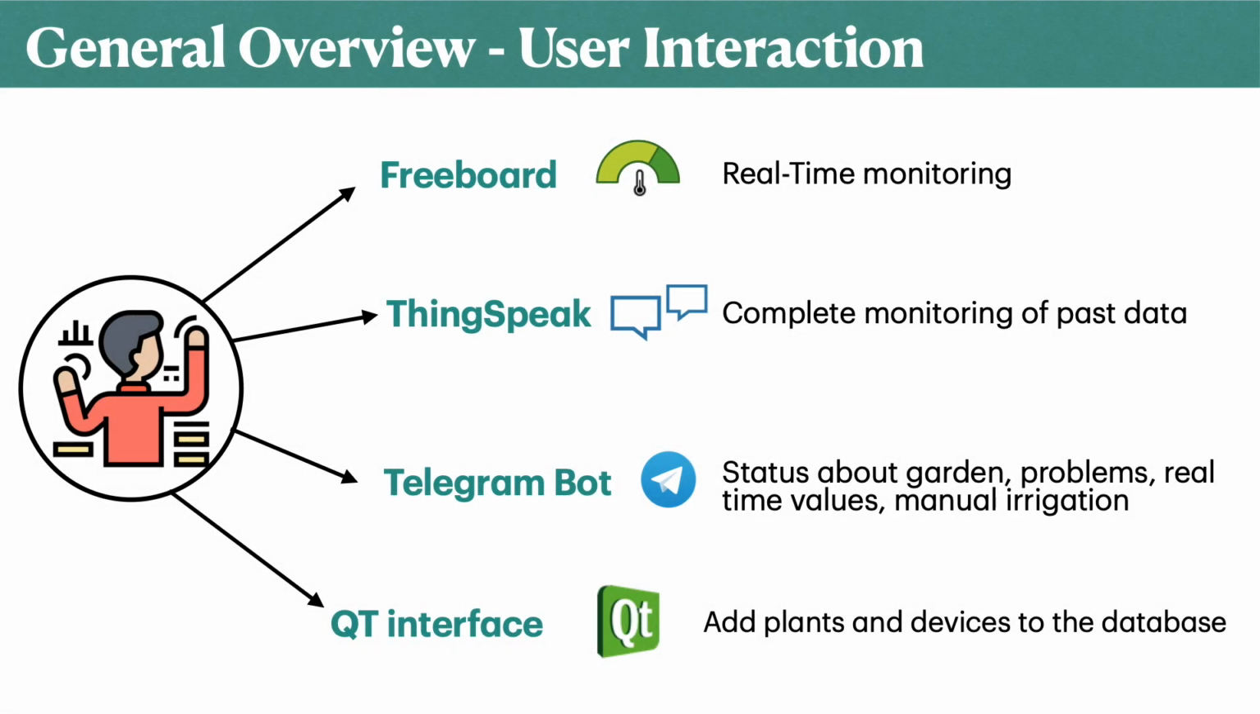Let's have a look at the general overview for the user interaction. We use the Freeboard for real-time monitoring, ThingSpeak for a total history visualization of the data, the Telegram bot to check the status of the garden, and the Qt interface to add plants and devices to the database.